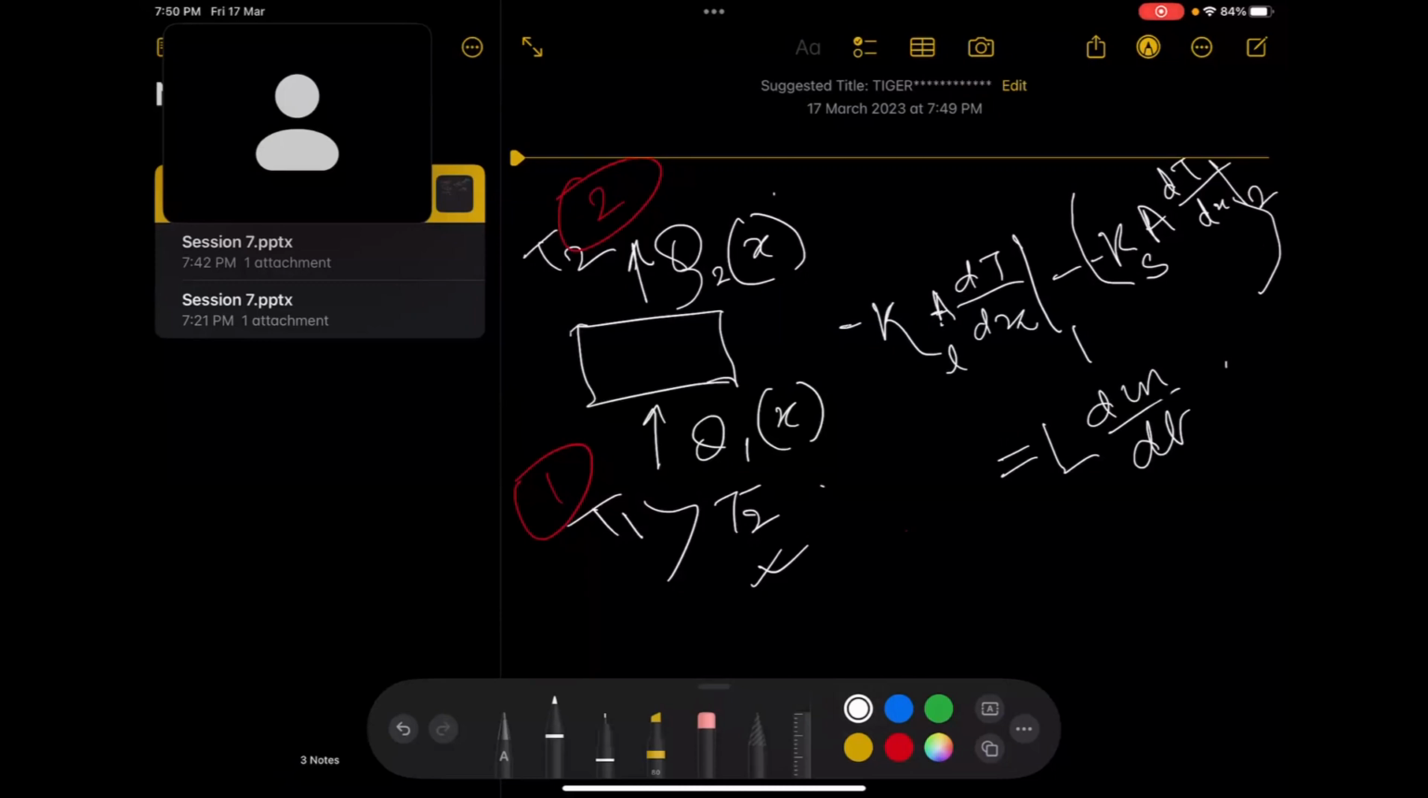Okay, so rate of mass transfer M and L. Now this is the total heat rate due to conversion from liquid to solid. Now this becomes maximum when the heat transfer at the liquid side becomes zero, isn't it?